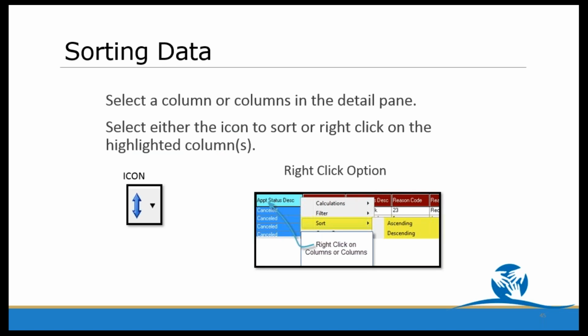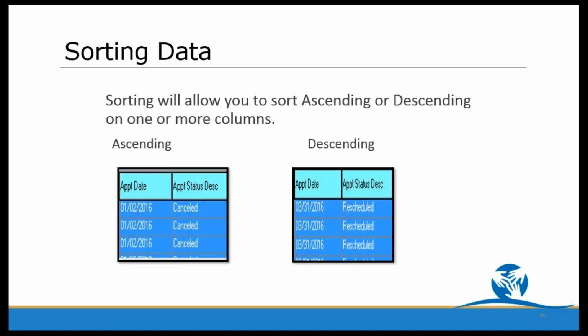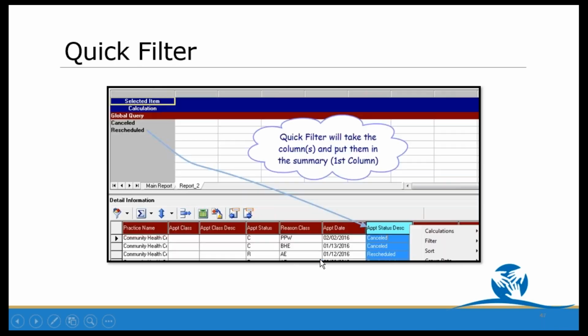Sorting data, pretty easy. I can either use the icon to sort up or down, ascending or descending, or I can actually right-click on the field, go to sort, and tell it whether to sort ascending or descending. Once I do that, as you see, here's my ascending on my date, and then here's my descending, which is going backwards.